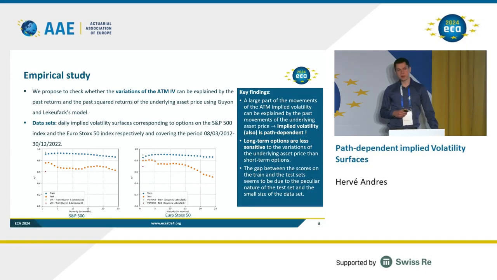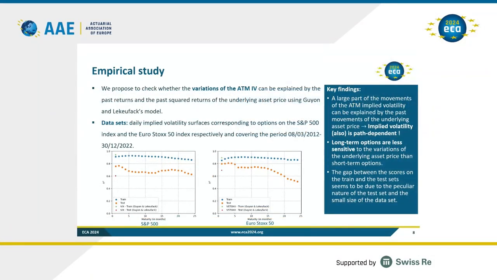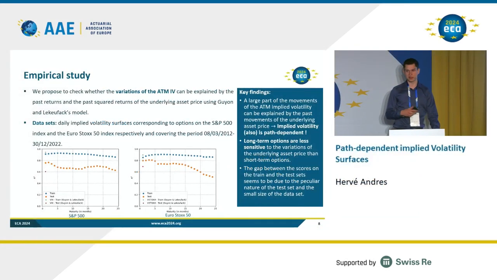So the empirical study. Basically, the study of Guyon and Lekeufack focuses really on the spot volatility of an equity index. So for example, take the S&P 500 to fix the ideas. And we wanted to see whether these conclusions could extend to implied volatility. So we considered the historical evolution of daily implied volatilities, here only at-the-money implied volatilities.